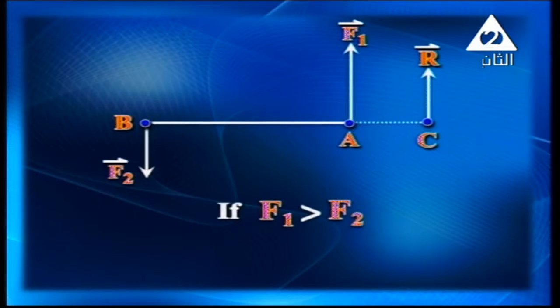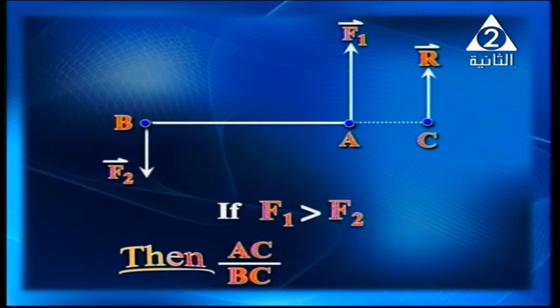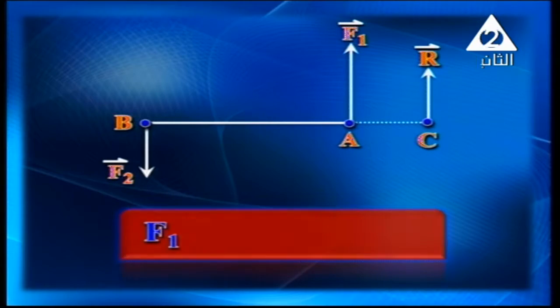And F1 is more than F2. Why? Because R is in the direction of the biggest force, F1. We deduce that AC over BC equals F2 over F1, or F1 times AC equals F2 times BC.